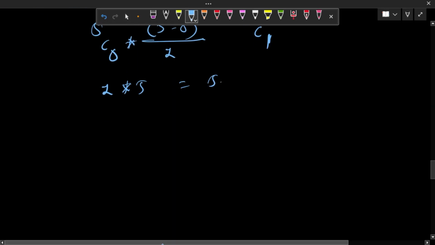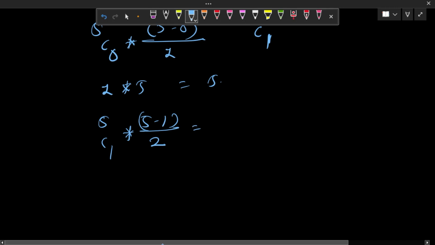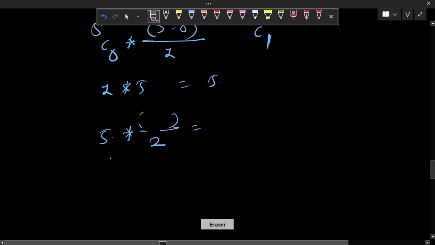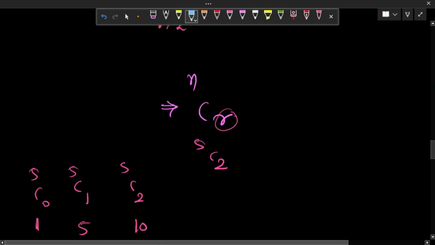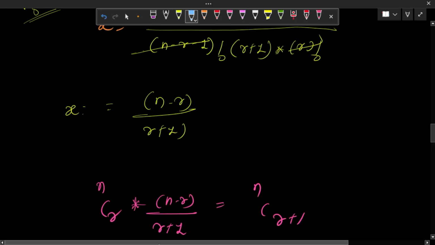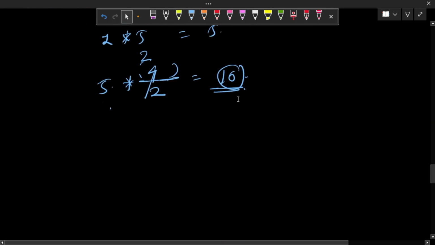Now I have to calculate 5C2. That is 5C1 multiplied by (5 minus 1) divided by 2. 5C1 is 5, which we got here. Now 5 minus 1 is 4, and 4 divided by 2 is 2. Now 5 into 2 is 10. So this is 5C2, and this formula completely works. If you don't understand this, watch the video which I will mention in the description.